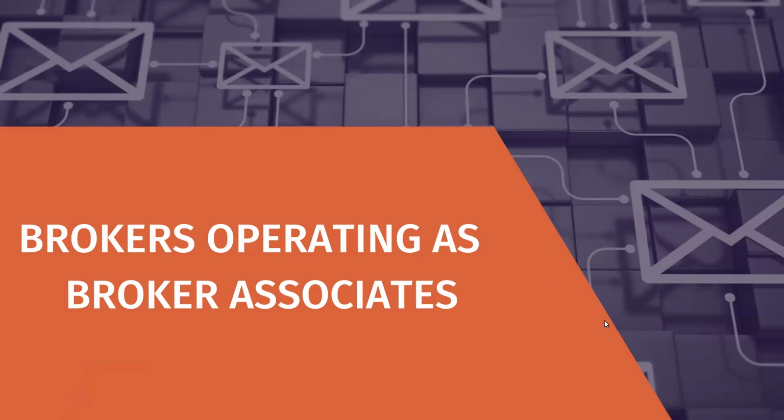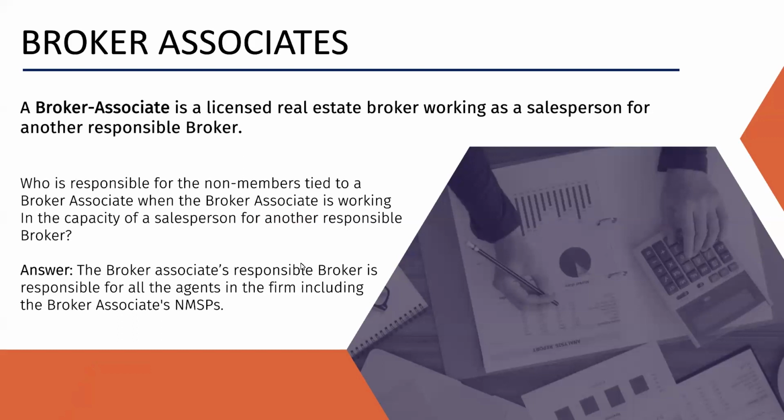All right, so let's talk about brokers operating as broker associates. A broker associate is a licensed real estate broker working as a salesperson for another responsible broker. So who is responsible for the non-members tied to a broker associate when the broker associate is working in the capacity of a salesperson for another responsible broker, meaning the broker associate is not a DR? Who is responsible for his or her agents? Well, the answer is the broker associate's responsible broker is responsible for all the agents in the firm, including the broker associates in MSPs.